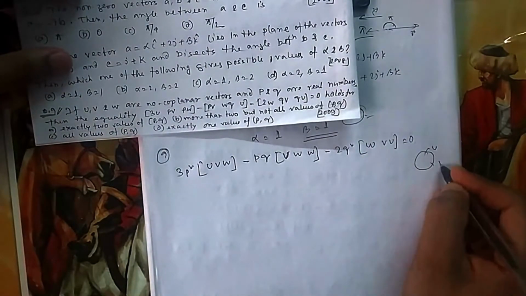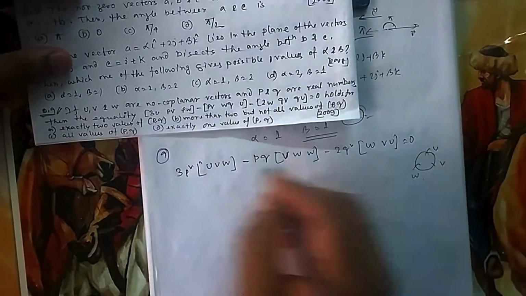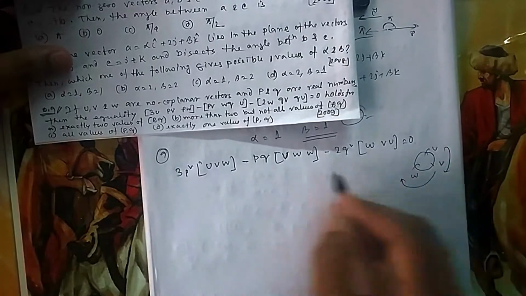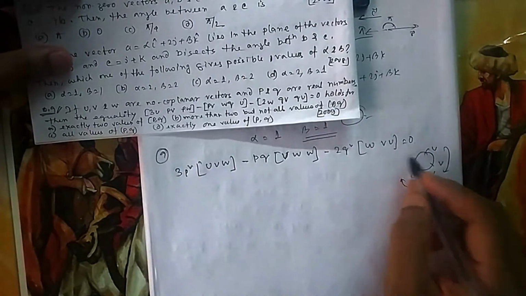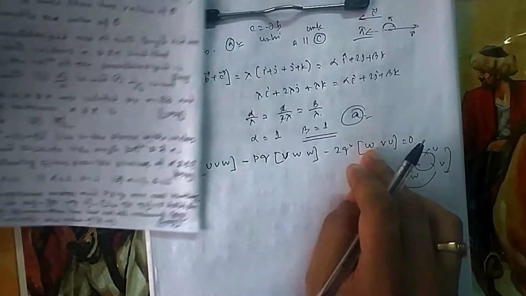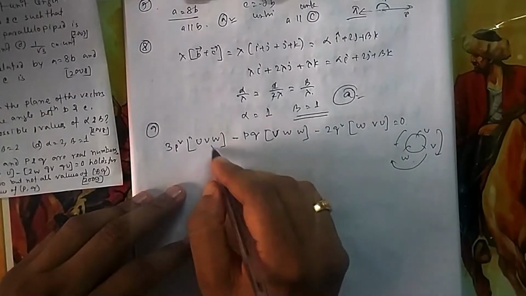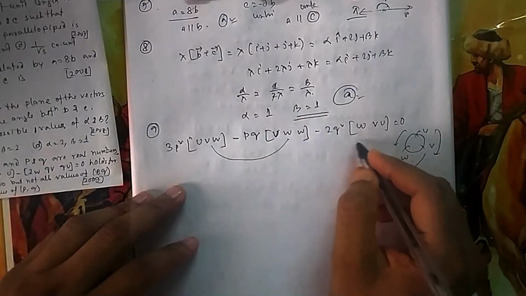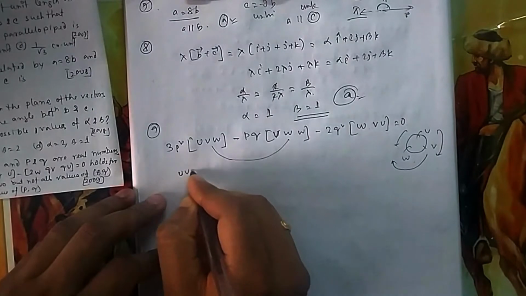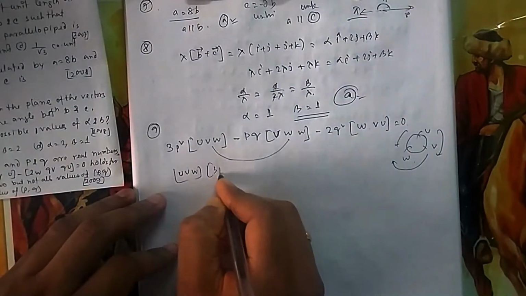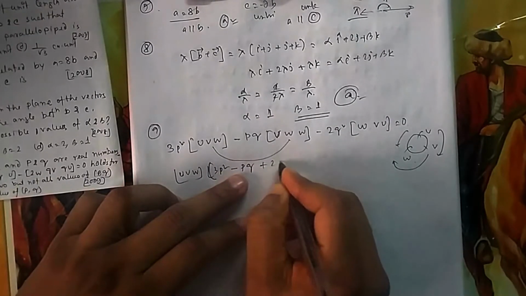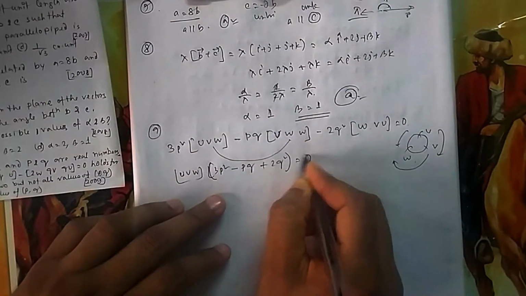So let us check this one, UVW, what is the order. So this is UVW clockwise, this is VWU, that is also clockwise, that is WVU, that is anti-clockwise. So this is negative of UVW. So that means you can take UVW common. So here it will be 3P square minus PQ, these are constants, not vectors, and it will be plus 2Q square. So that should be equal to 0.